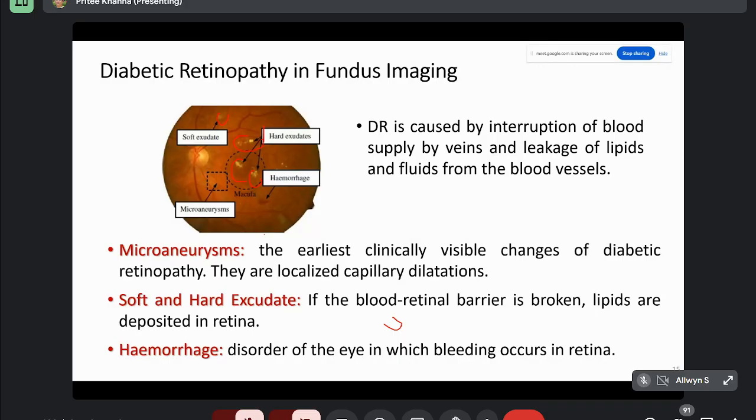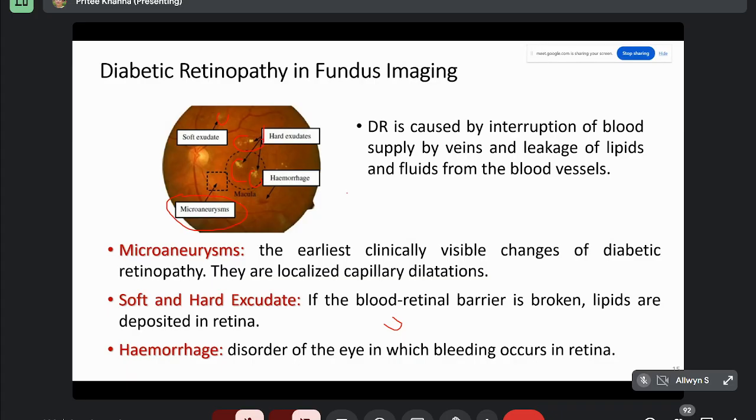So what are microaneurysms? You can see here changes are visible, here also, here also. But the most difficult case is microaneurysm, right? Because these are the early signs, the earliest clinically visible changes of diabetic retinopathy. When we talk about AI methods, even for our developed method, finding this is difficult, not only for AI methods but also for the experts. It is difficult for them also.